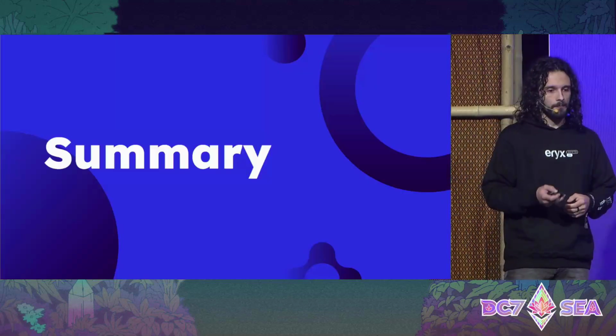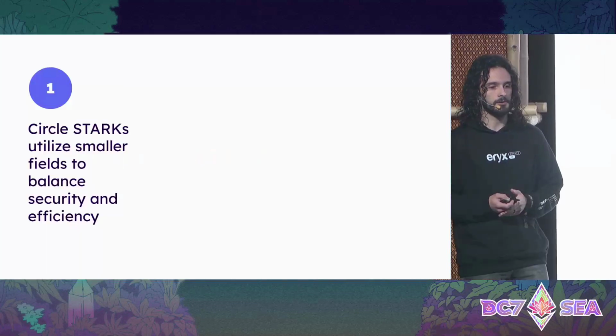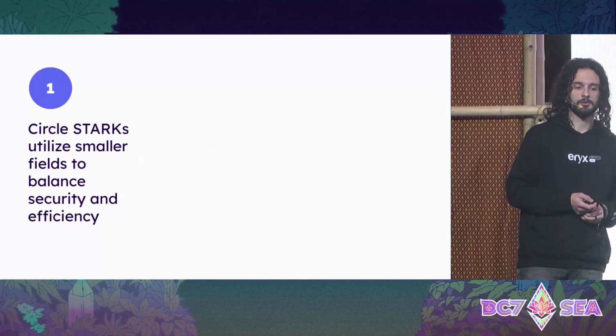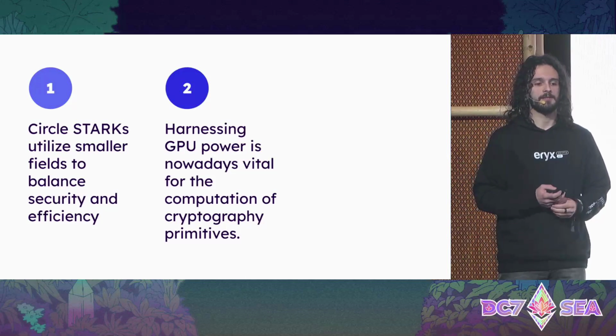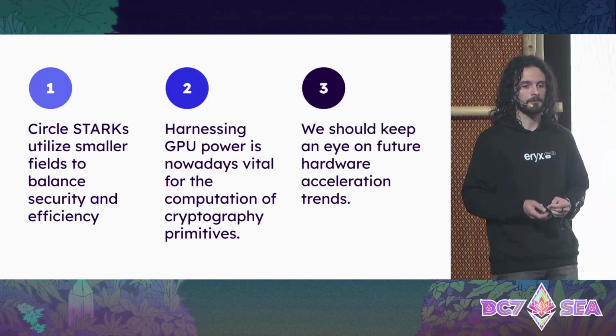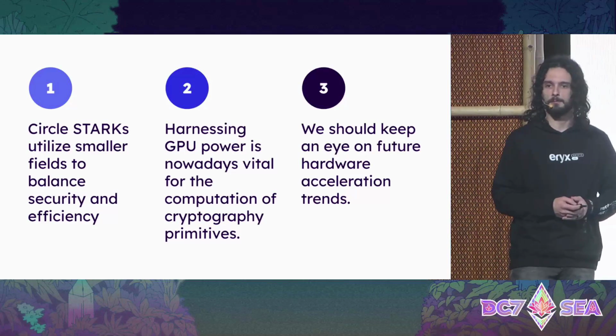Okay, so summary, like takeaways from the talk. What did we learn in the talk in general? First, circle-starks use smaller fields to balance security and efficiency. Harnessing GPU power is vital and easier than you think for the computation of cryptography primitives. And of course, we should keep an eye on future hardware acceleration trends because the future is in FPGAs.